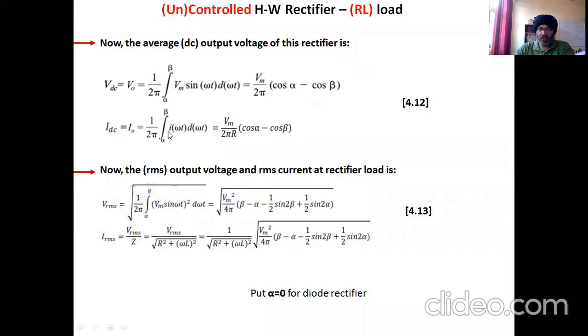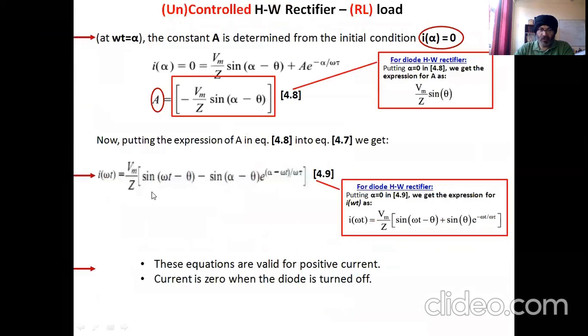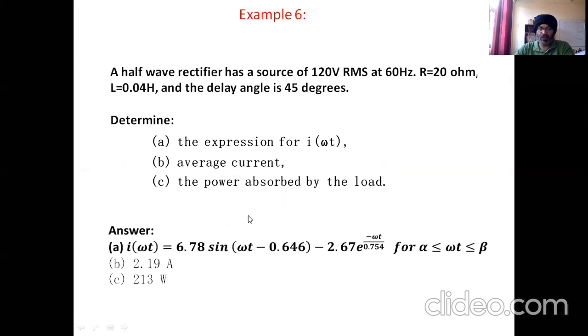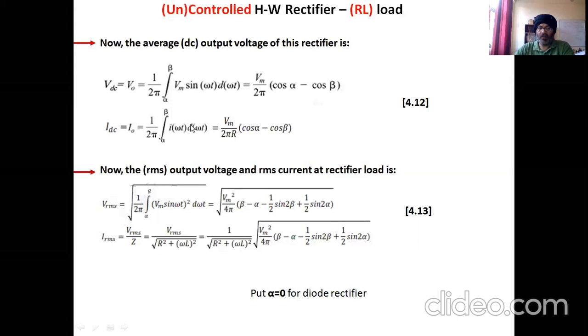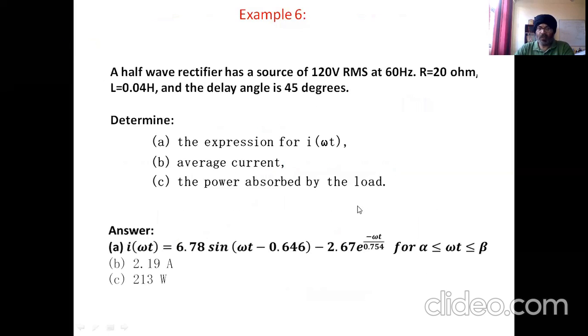And current again I'm saying, substitute this value 4.9 I omega t, which we found out analytically. So substitute this over here, and then between the limits alpha and beta, we get this. Same for RMS, we can calculate. Again, for a diode rectifier, alpha can be put to 0, and we can have it. So this is an example you can easily find out.